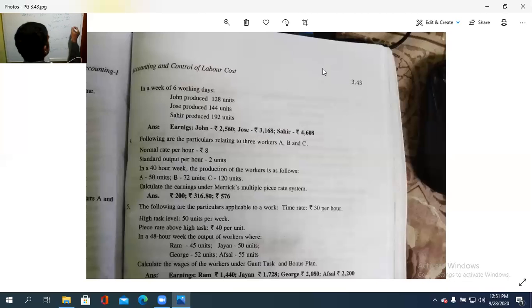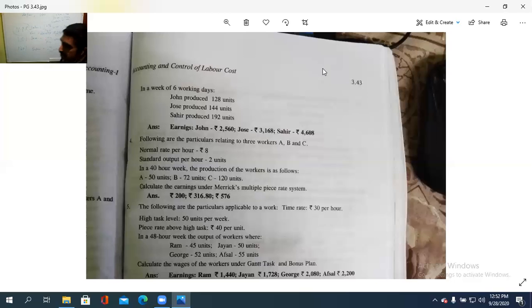So 80% gets the normal piece rate, which is 20 per unit. So 20 into 128 is the earnings of John. We will do it now: 20 into 128 is 2560. Check the screen also. This is 2560.